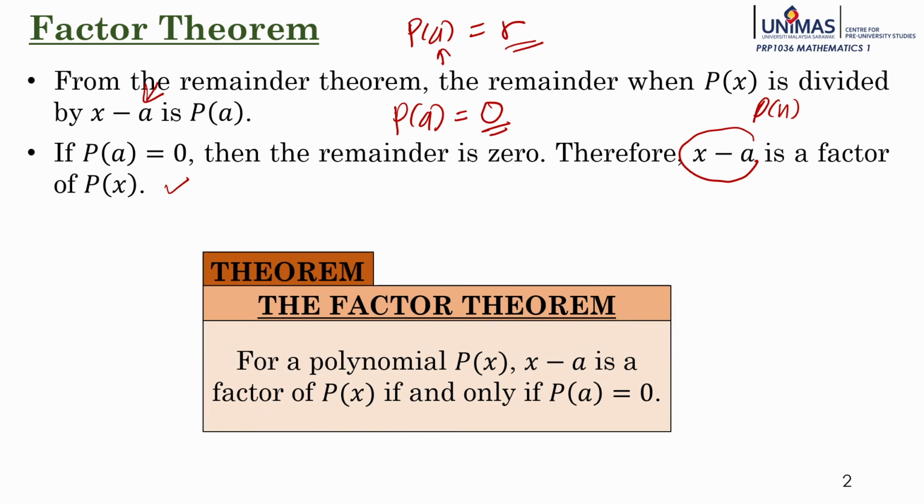So here is the factor theorem. For a polynomial P(x), x minus a is a factor of P(x) if and only if P(a) equals 0. So remember, P(a) equals R is the remainder theorem, and P(a) equals 0 is the factor theorem.